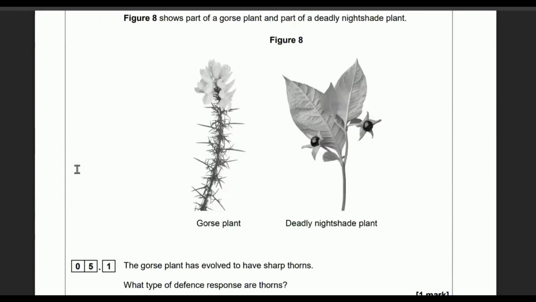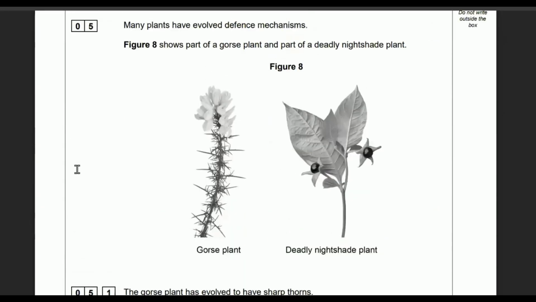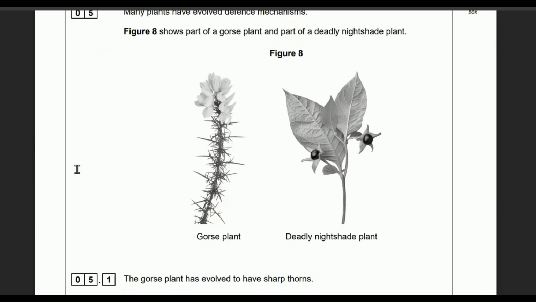Oh my gosh, question 5. Many plants have evolved defense mechanisms. Figure 8 shows a gorse plant and a part of a deadly nightshade plant. Gorse plant has evolved to have sharp thorns. So we can see there, that's going to give you a nasty little prickle if you bite that.